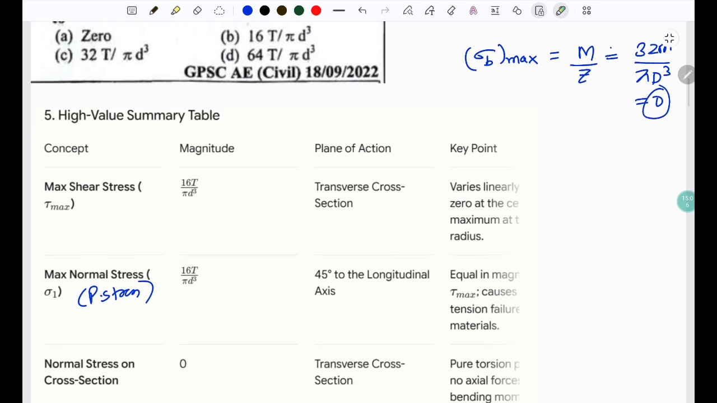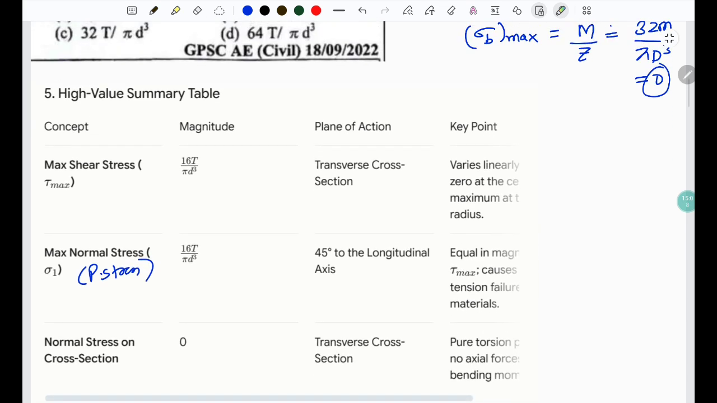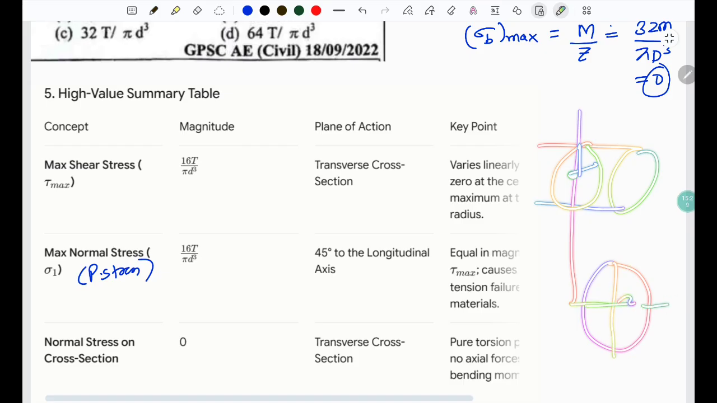Here's a summary table. It says for pure torsion, the maximum shear stress tau max is 16T by pi d cube. It is in the transverse cross section. That is, you will observe it when you see the cross section. You will see the variation of the shear stress as something like this.